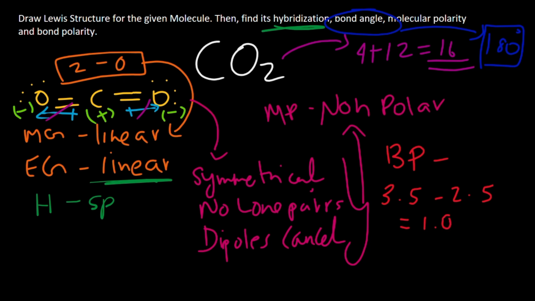Since 1.0 falls under polar according to the electronegativity difference scale, or polarity measurement scale, which you probably have to know, if it's from 0.3 to 1.7, it's going to be polar. So it is polar. Okay, so that is it. That is how you find electronegativity, bond polarity, and molecular polarity for carbon dioxide.